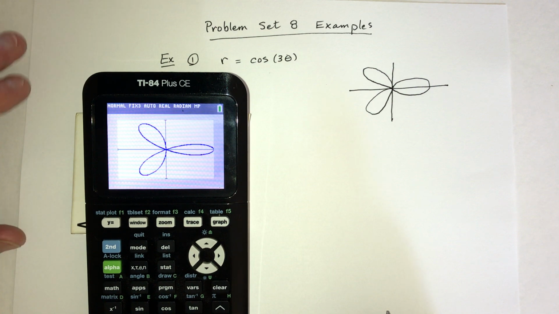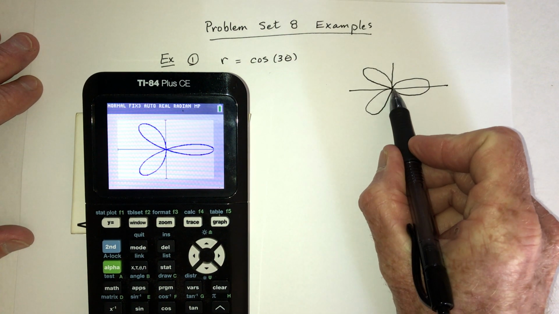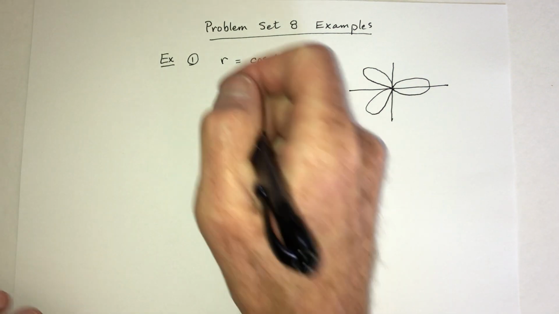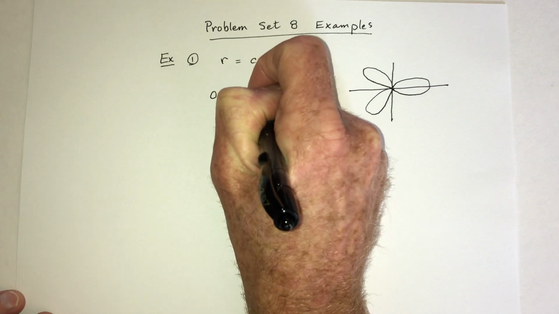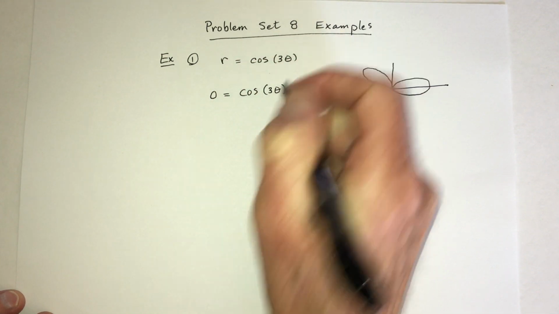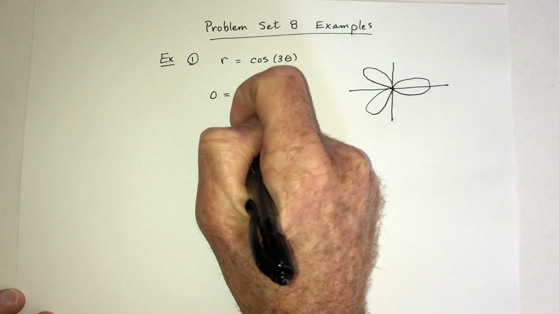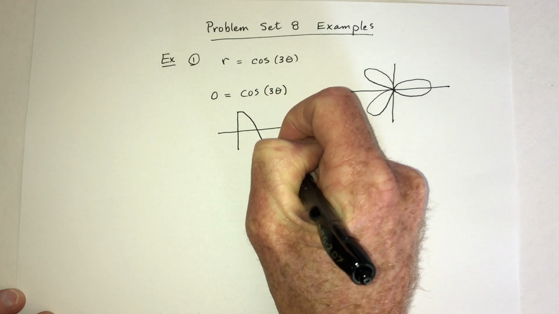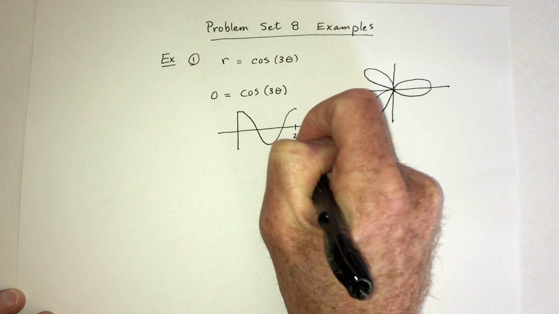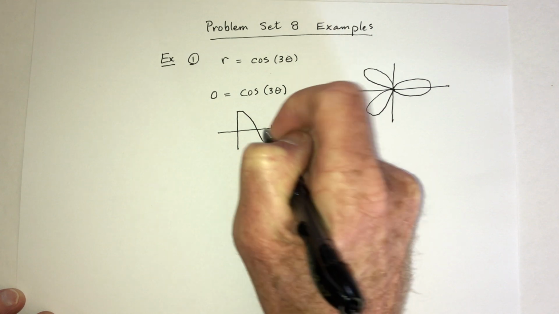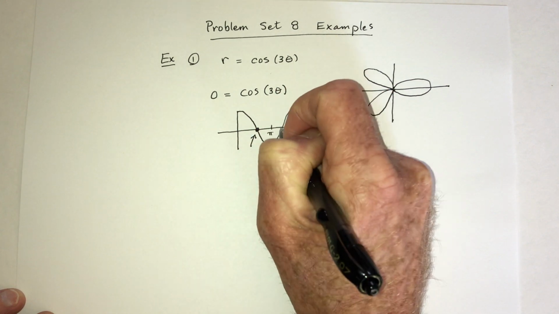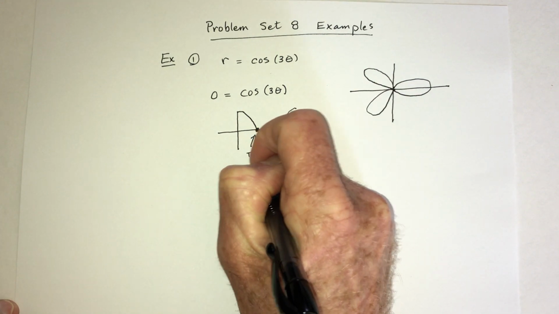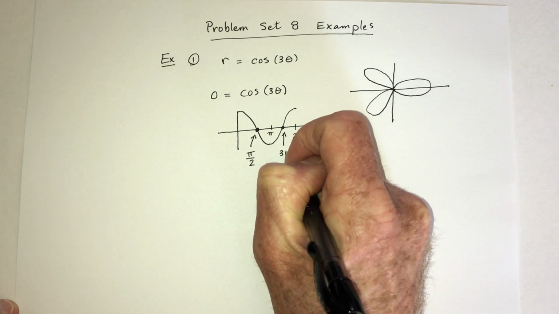Find all the values where r equals 0. Well, r equals 0 means the origin. So what values of theta would make it go through the origin? So you just set it equal to 0. And then you can think about the regular cosine graph, which looks like this, from 0 to 2 pi. And then it's going to equal 0 right here, and it's going to equal 0 right here. So this would be at pi over 2, and this would be at 3 pi over 2.